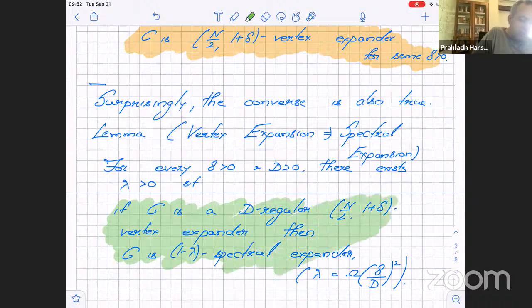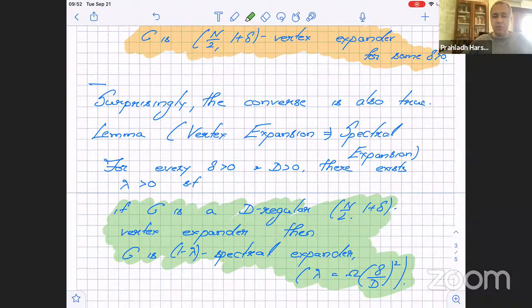Forget about quantitatively what this theorem says. Qualitatively, what it says is: if a graph is a vertex expander, and sets of size up to n by 2 expand by a factor larger than 1, then you can show there's a spectral gap, and the spectral gap is a constant independent of n. That's the important thing to state.